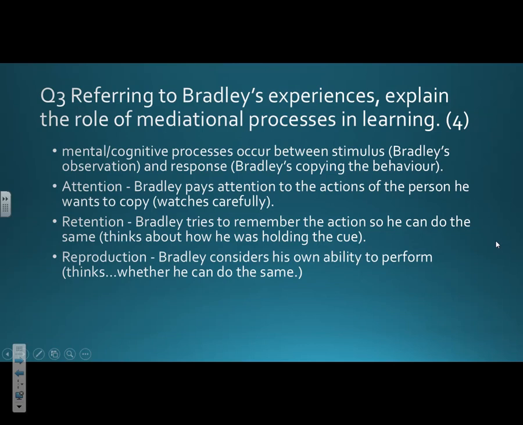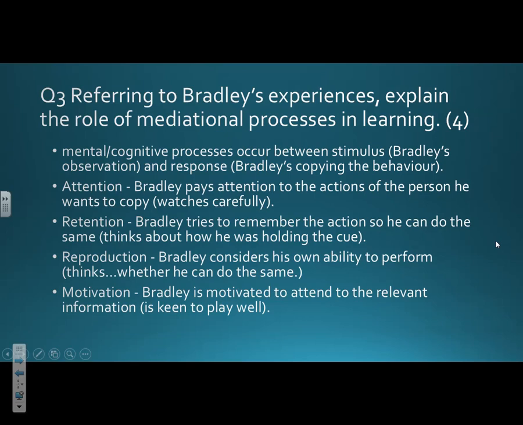Reproduction. Bradley considers his own ability to perform. So he thinks whether he can do the same thing. Can he reproduce that pool playing, I think it is, or snooker, I can't remember off the top of my head, sorry. And finally, motivation. Bradley is motivated to attend to the relevant information because he is keen to play well.